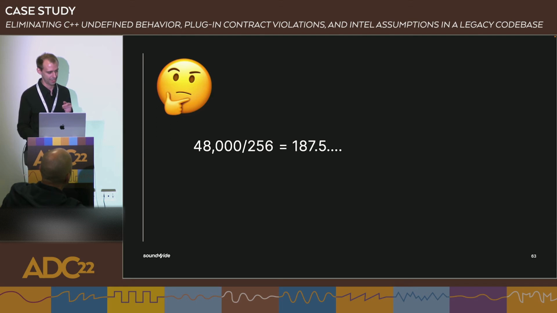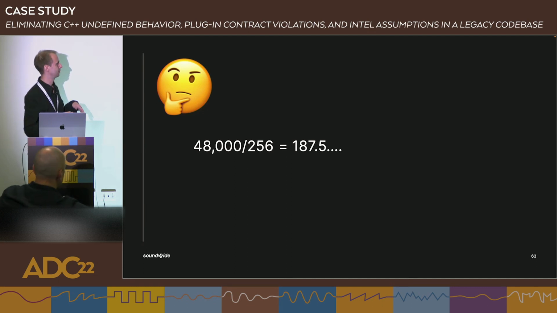The one hint I had was the frequency of the hum. So we were running at a 48,000 samples per second sample rate with a buffer size of 256 samples per buffer. And if you divide those out, you get 187.5 hertz, which was the exact frequency of the hum. So that was the hint that it was something buffer rate related.